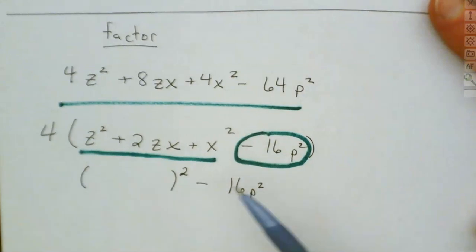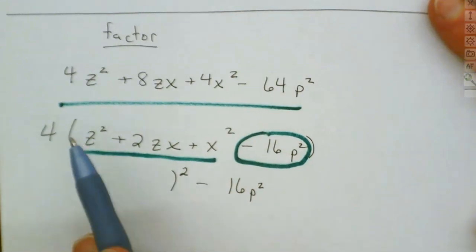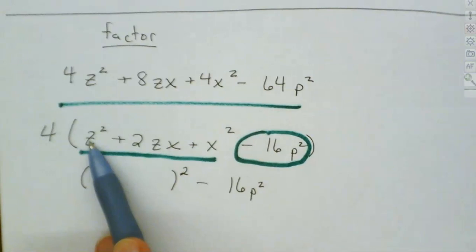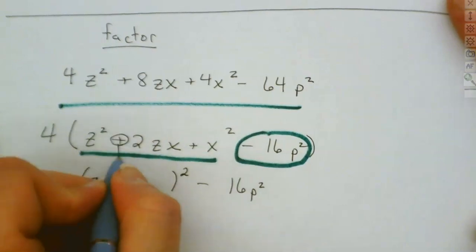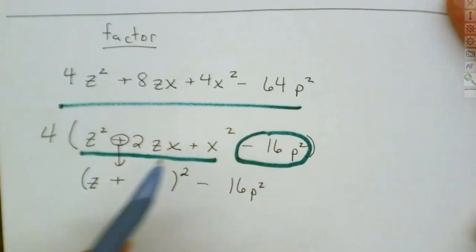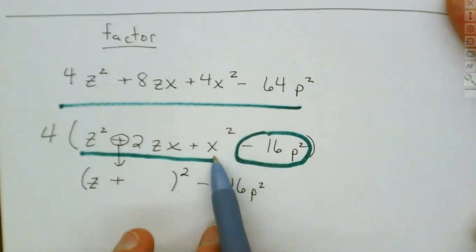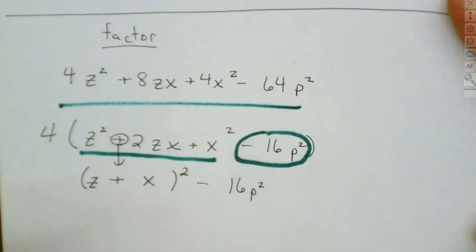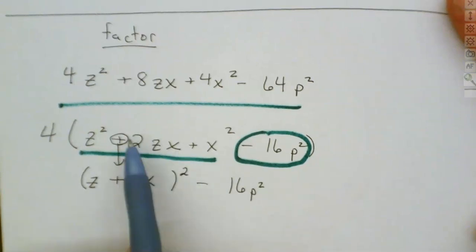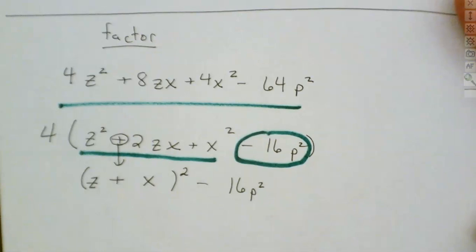And what's going to go here? Well, there's no number in front, so there's always a 1. Z squared can be split up into z and z. We have a plus, so that comes down as a plus here. The x squared is what? X, because x squared is x and x. X times z is xz. Double it, you get the 2xz, right? Because 1 and 1 is 1. Double it makes 2.